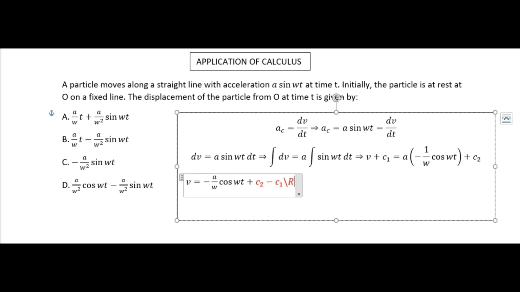So this means that v is equal to -a over omega, the cosine of omega t, plus just a constant of integration, because c2 and c1 are constants. It means that their difference is a constant, so I just call it a constant c. Now we need to get this constant of integration. Remember that our objective is not to find the velocity, we need to find the position vector, that's the displacement.